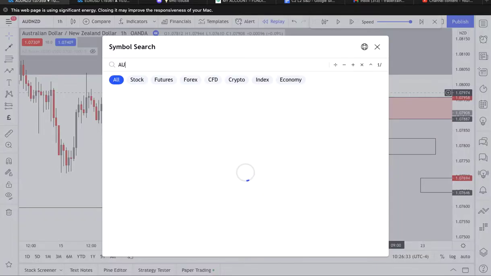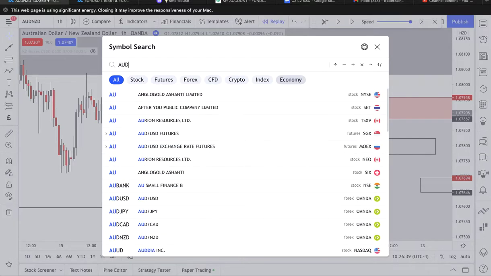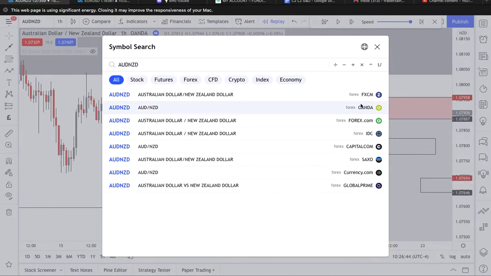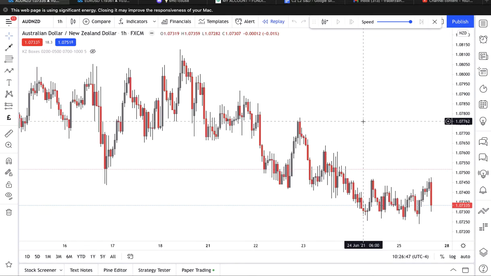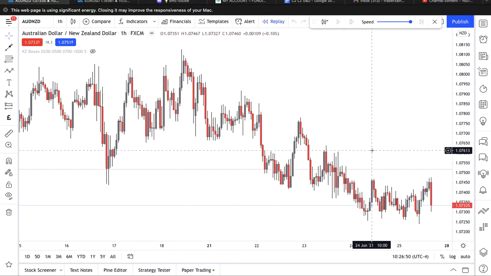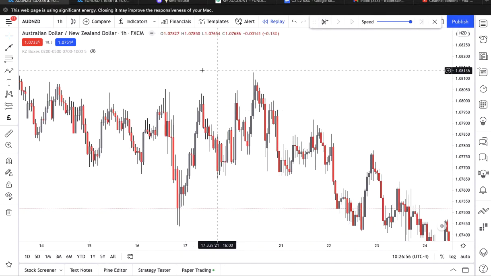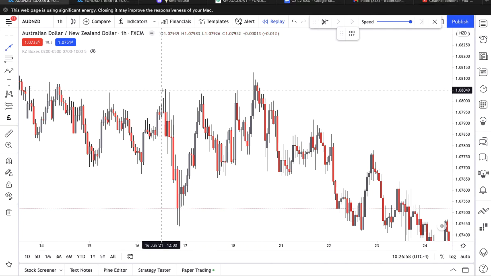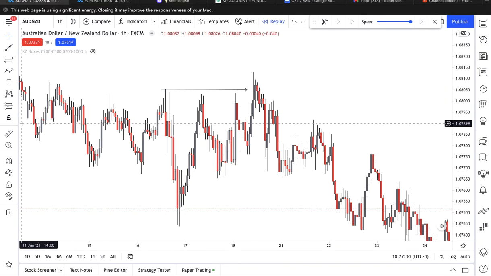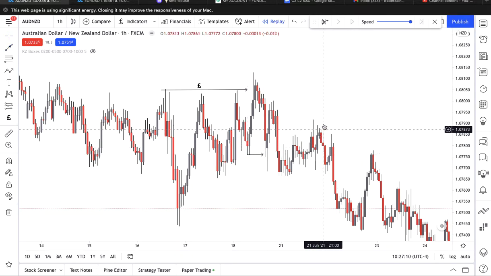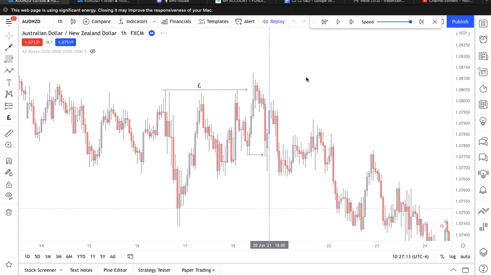Actually, let me go on a fresh chart to avoid any confusion. Sweet. Where was it? It was right over here. Cool. Let's just mark everything out quickly. That was the equal highs that got taken out. Right. That was that break of structure. Now once we mark out these, we'll start to look for our entry point.